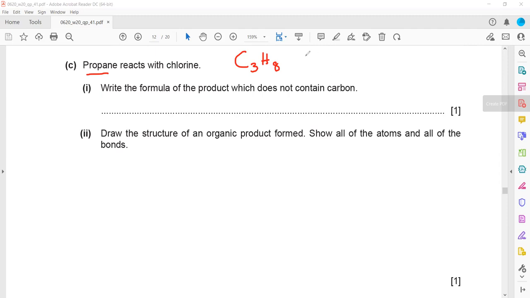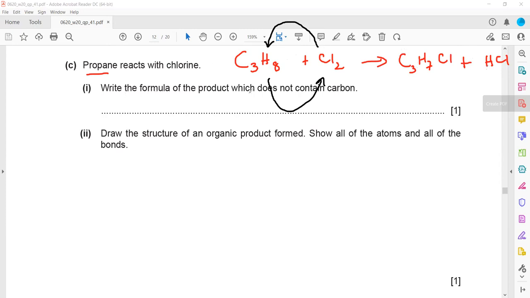And if it reacted with chlorine, chlorine is Cl2. Whenever alkane reacts with chlorine, it is a substitution reaction. What happens in a substitution reaction? One atom enters, like one chlorine will enter, and one hydrogen will leave. So as a result, what will be the product? The product will be C3H7Cl, plus the hydrogen removed combines with the other chlorine and produces HCl. So the products are chloropropane and hydrogen chloride.